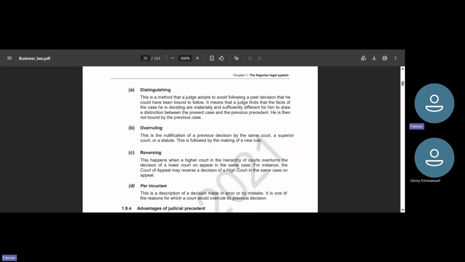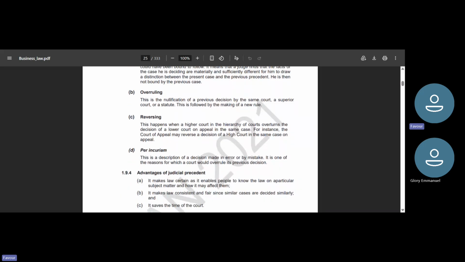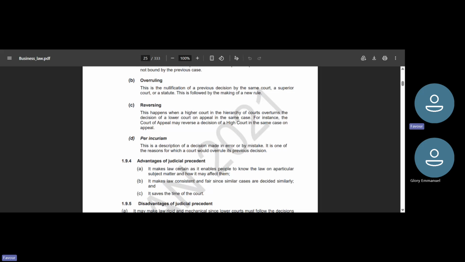Then the next is per incuriam. This is a description of a decision made in error or mistake. So it is one of the reasons that a court will overrule a previous decision. So if the decision has probably been made in error and it has been examined to be made in error, it can be overruled. And when such a thing happens, such a decision is called per incuriam, right?